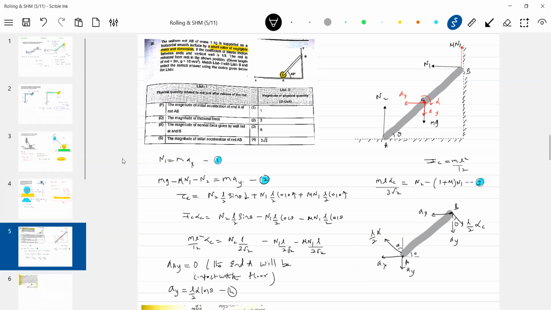Similarly, the end B will be in contact with the wall. So ABX must be 0. So what is the condition now? So AX should be equal to L by 2 alpha, only alpha. Okay, solving 1, 2, 3, 4, 5, we'll get the required answers. Getting, no? So, a small idea-based problem.